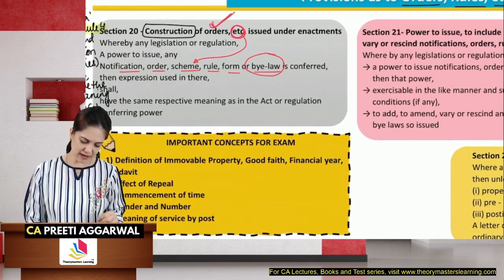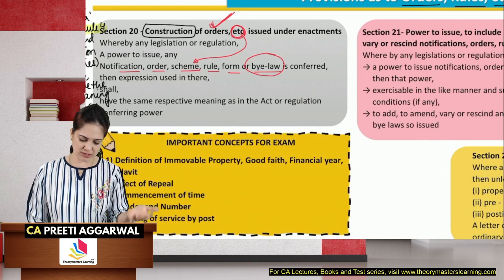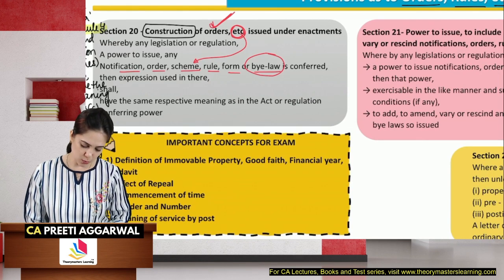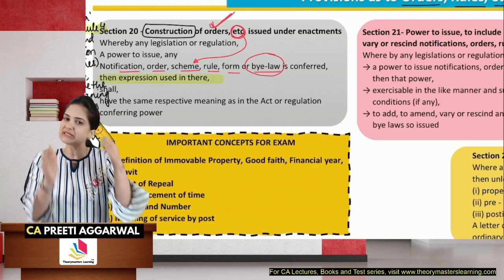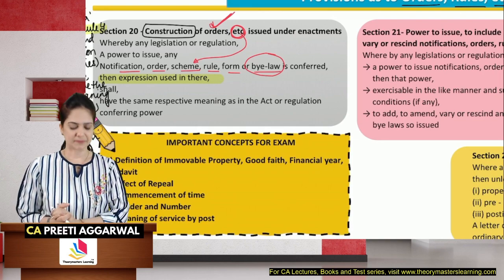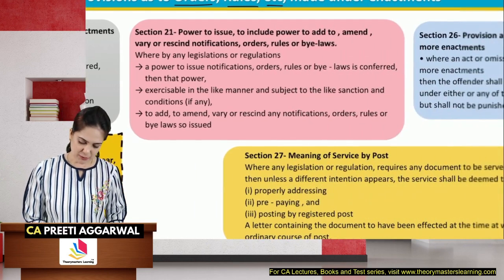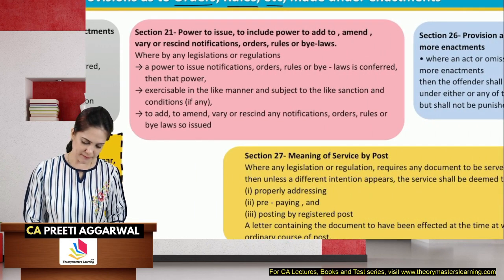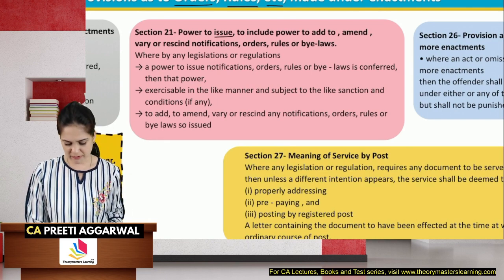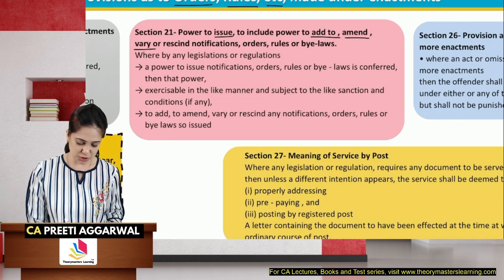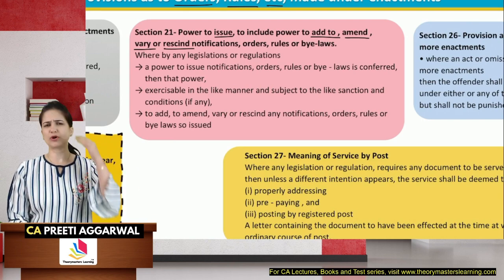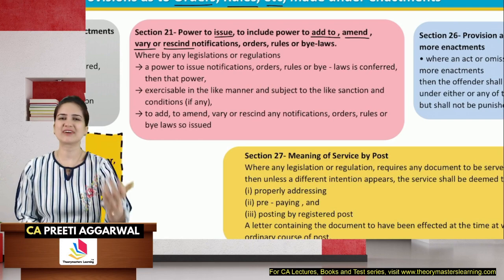So where you have the power to issue notice, notification, order, scheme, the words which are used therein will have the same meaning as given in their respective Act. That is Section 20. Then let's come to Section 21. Power to issue will also include the power to add, to amend, to vary, change or rescind, cancel notification, order, laws, rules, bylaws. This was given earlier also.